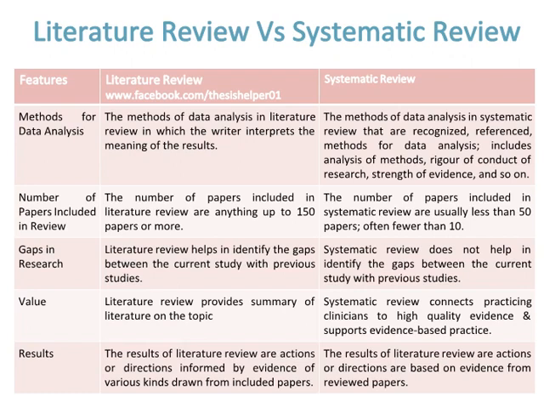A literature review helps identify the gaps between the current study and previous studies, while a systematic review does not help identify the gaps between the current study and previous studies. A literature review provides a summary of literature on the topic, while a systematic review connects practicing clinicians to high-quality evidence and supports evidence-based practice. The results of a literature review are actions or directions informed by evidence of various kinds drawn from included papers, while the results of a systematic review are actions or directions based on evidence from reviewed papers.